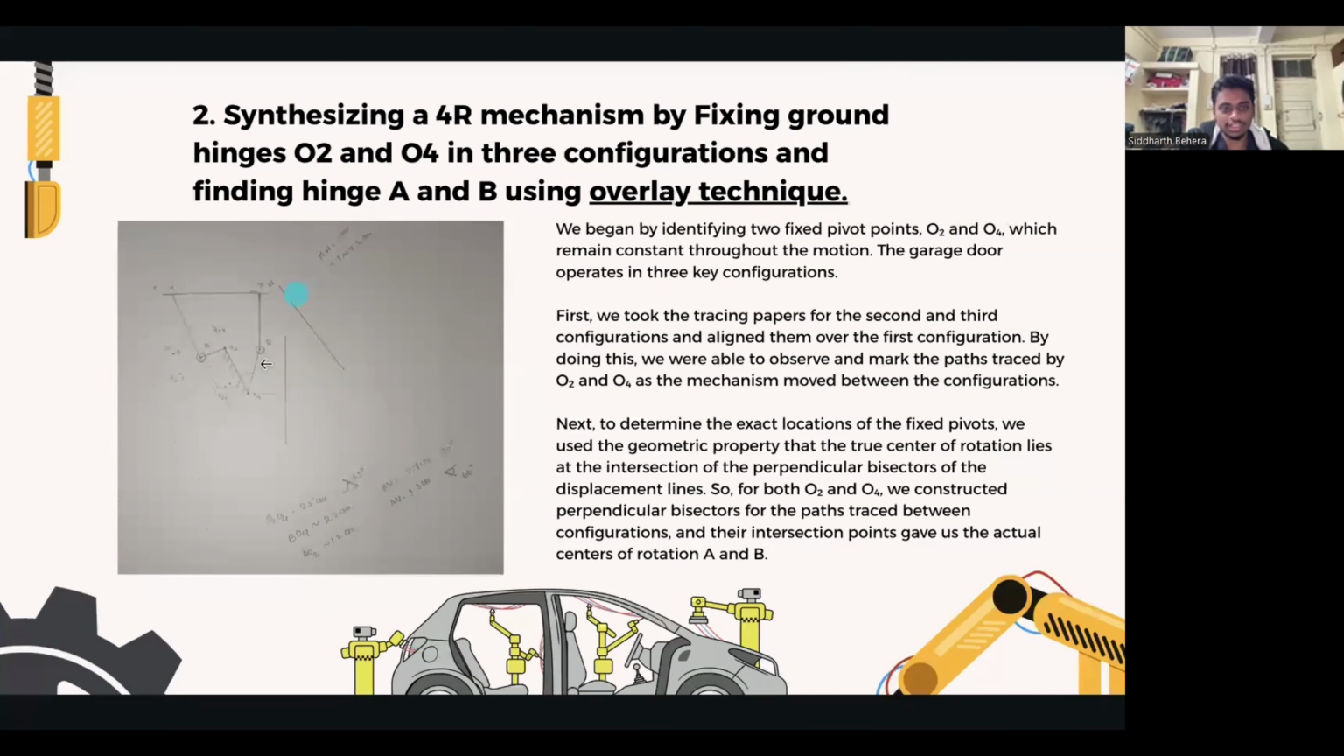First, we took tracing paper in the second and third configurations and aligned them over the first configuration. By doing this, we are able to observe and mark the paths traced as the mechanism moved between the configurations. Next, to determine the exact location of the pivots, we use the geometric property that the true center of rotation lies at the intersection of the perpendicular bisectors. So we construct perpendicular bisectors for the paths traced between the configurations, and their intersection points gave us the actual centers of rotation A and B.